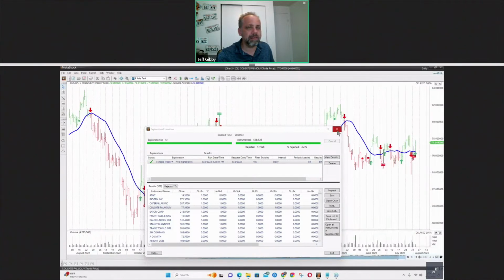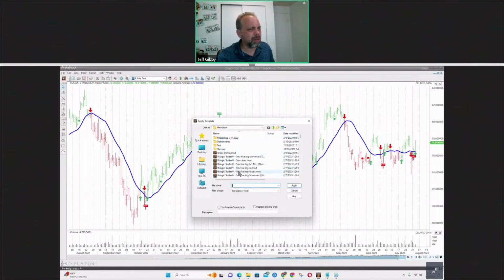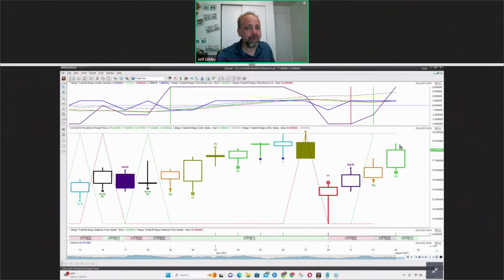So let me go ahead and do this. If we apply any of those templates, the one that I like to look at with Magic Trader is the daily 5 ingredients. Right under my thing, right here, what we should see is all of those lined up, since we had all ones in all of those columns. So very, very helpful in terms of being able to identify stocks.